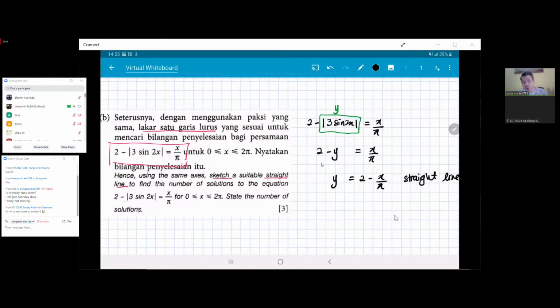Okay, someone's asking a question. Why do we have to make it y? Kenapa kita kena jadikan dia y? Because persamaan garis lurus, bukankah bentuk AMD ialah y sama dengan mx tambah c?